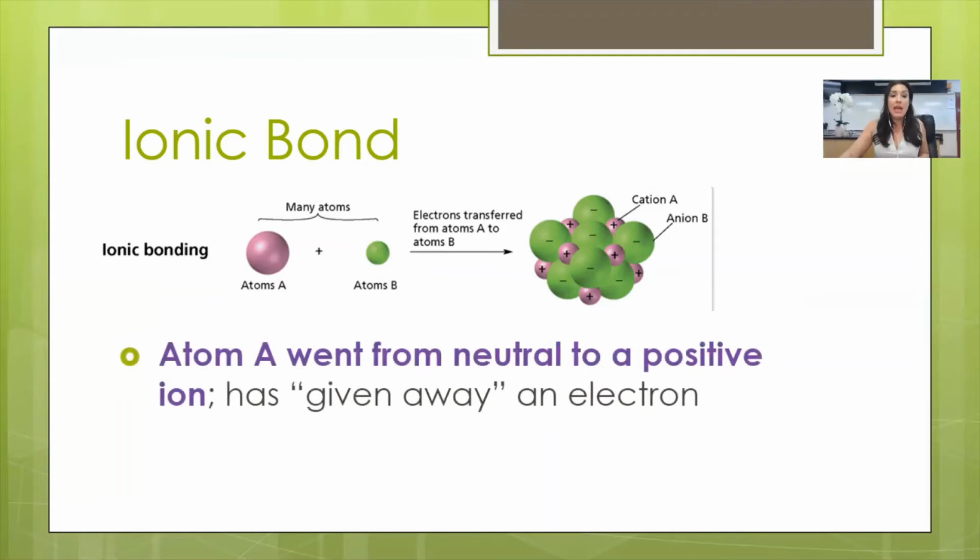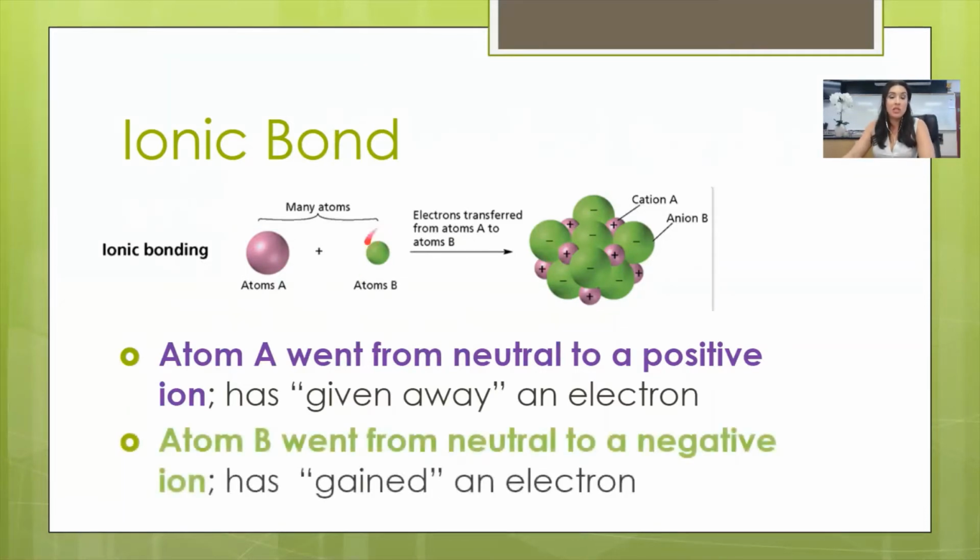So atom A, let's take a look at what happened here. This purple atom A went from neutral to a positive ion. So it lost electrons in the process. It has given away one of its electrons. Atom B, on the other hand, started out as a neutral atom and then gained a negative electron to become a negative ion. It gained an electron by virtue of forming this ionic bond.